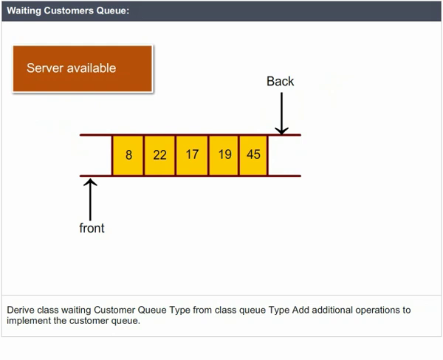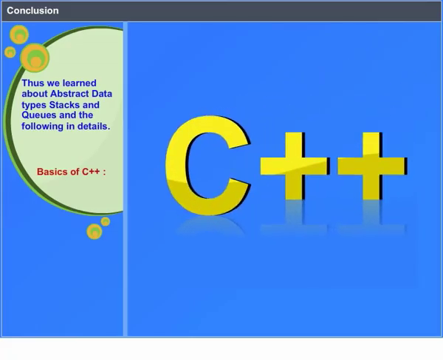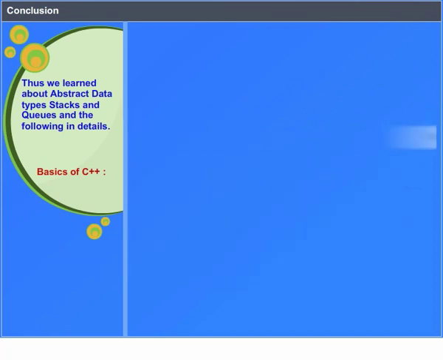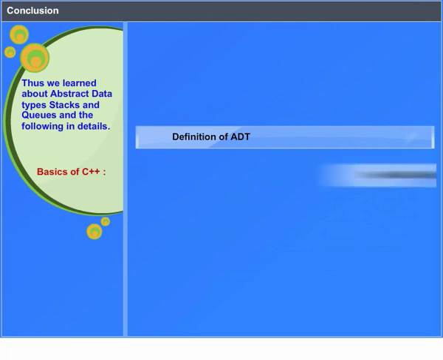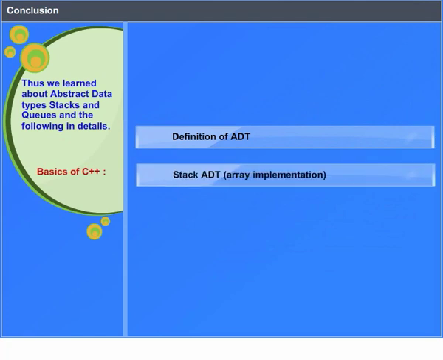Conclusion. Thus we learned about abstract data types, stacks and queues, and the following in detail: definition of ADT, stack ADT, array implementation, FIFO queue ADT, array implementation.